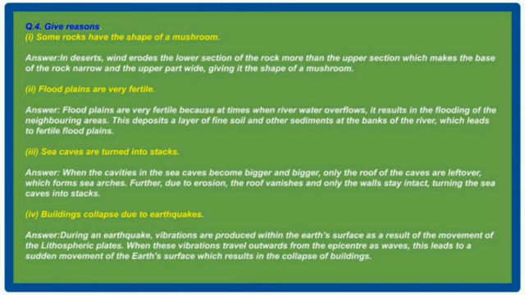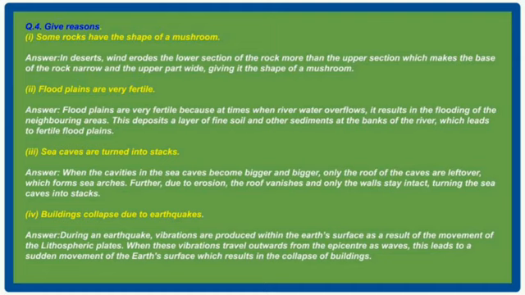Now the next segment is give reasons. It is the fourth segment, give reasons. Question number 1, some rocks have the shape of a mushroom. You have to give the reason for this. The answer is: in deserts, wind erodes the lower section of the rock more than the upper section, which makes the base of the rock narrow and the upper part wide, giving it the shape of a mushroom. So in this way a mushroom rock is formed.